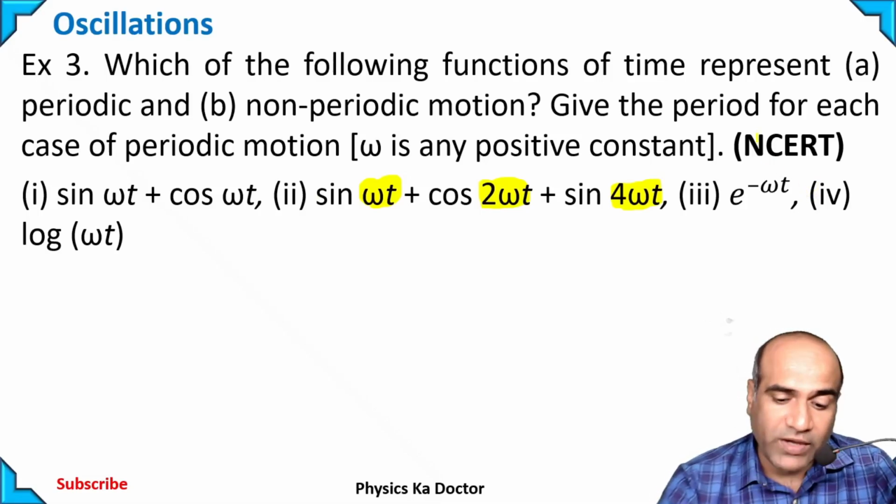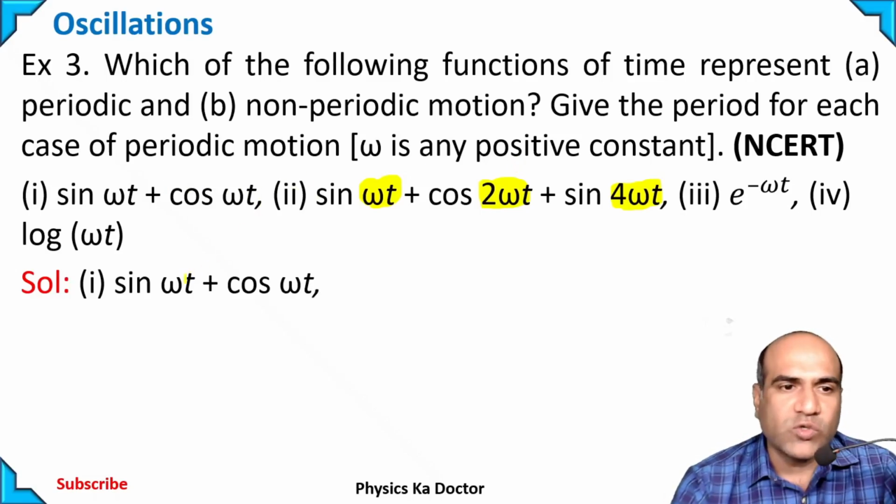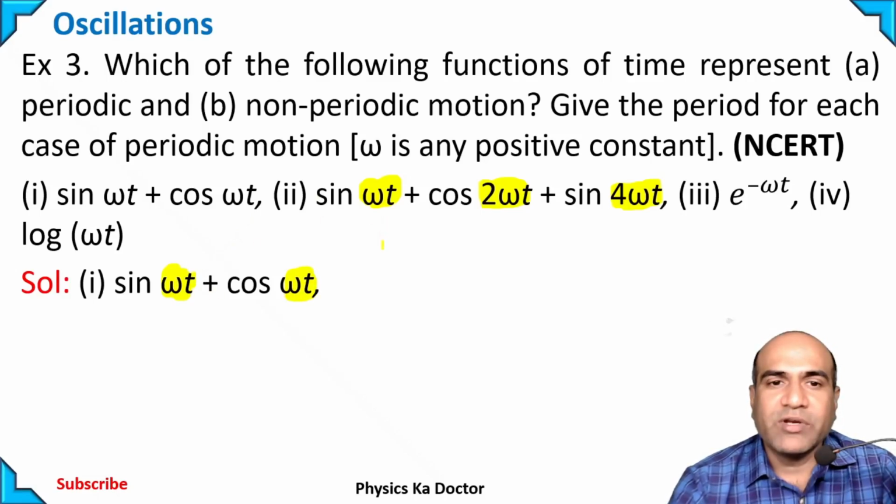Okay, fine. So how to identify? First is sine omega t plus cos omega t. We know that if the angle is similar, it always gives us simple harmonic motion.